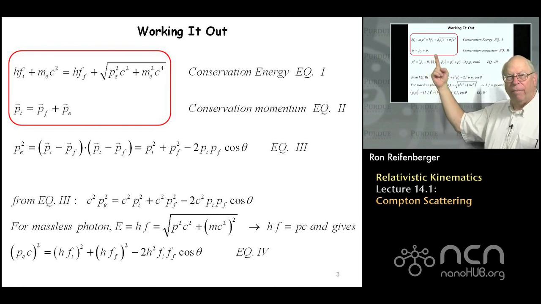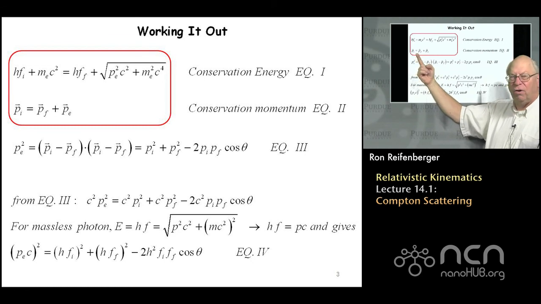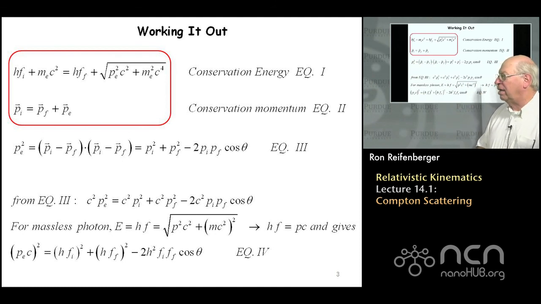The conservation of momentum result is pretty straightforward. It just says the momentum of the incident photon in the x and y direction, so this is a vector equation, has got to be equal to the momentum of the exiting photon. Again, the x and y components have to be split out, and you have to include the momentum carried away by the electron after it interacts with the photon.